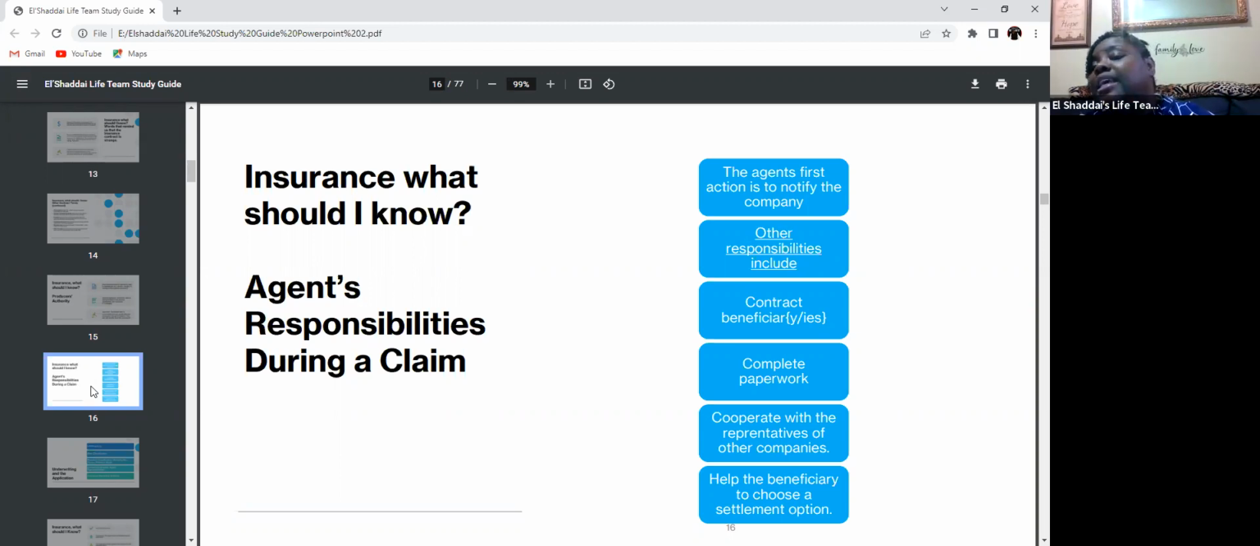Other responsibilities include contacting the contract beneficiaries. Okay? The beneficiaries need to be contacted. Complete paperwork. Okay? Cooperate with representatives in other companies and help the beneficiary choose settlement options.